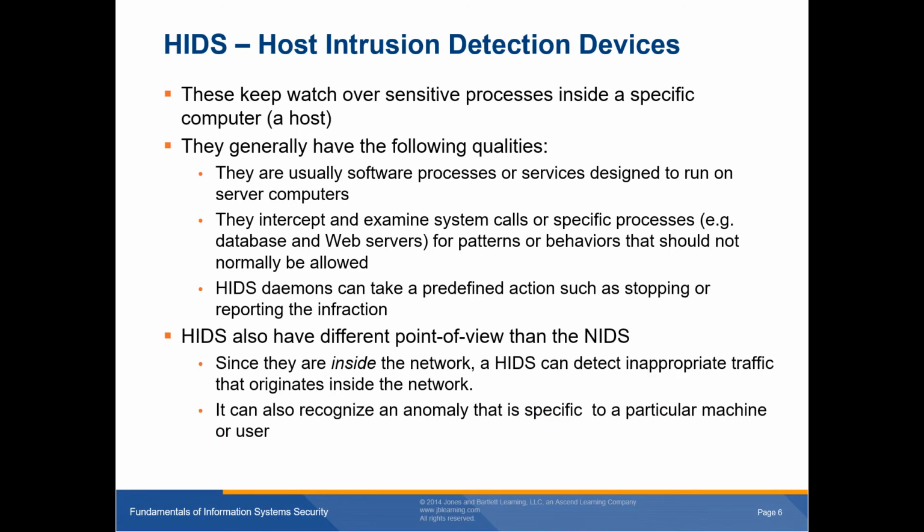HIDS also have a different point of view than network intrusion detection systems. Since they are inside the network, a HIDS can detect inappropriate traffic that originates inside the network. It can also recognize an anomaly that is specific to a particular machine or user. An example of HIDS detection: a single user on a high-volume mail server might originate 10 times the normal number of messages for a user in any day or even hour. The HIDS will notice and issue an alert, but a network intrusion detection system may not notice a reportable event. For the NIDS, it just looks like increased network traffic.